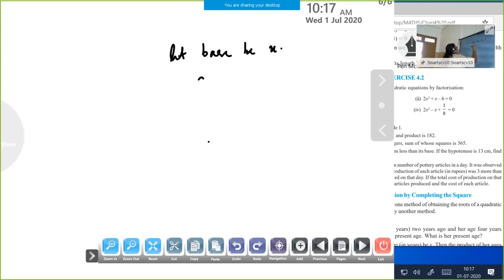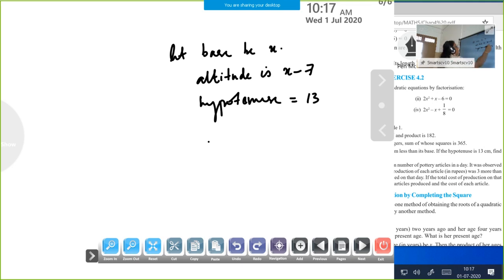Right. Let the base be x, and the altitude is x minus 7, since it is 7 cm less than its base. Then, given that the hypotenuse is equal to 13 centimeter. So the sides are x centimeter, x minus 7 centimeter, and 13 centimeter.